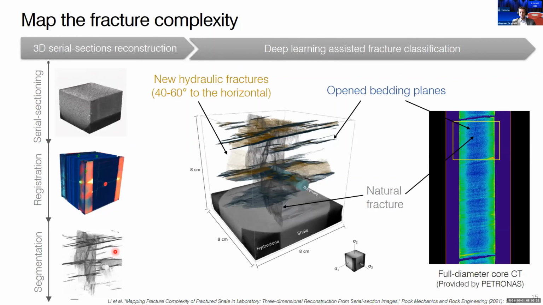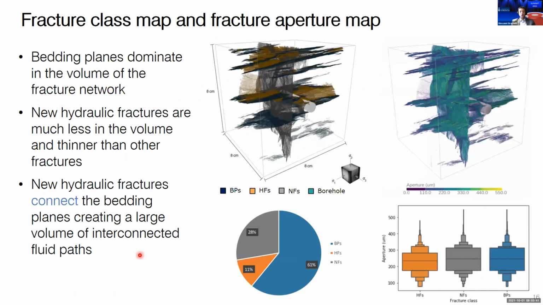By doing that, it was possible to create a high-resolution fracture map that could be used to quantitatively evaluate the response of our cube to hydraulic fracture. What was clearly evident was that the bedding planes dominate the fracture volume, and the new hydraulic fractures are much less in volume and thinner than the other fractures.